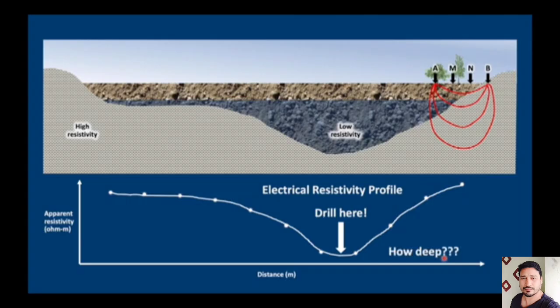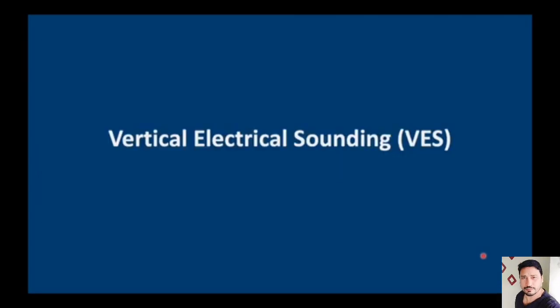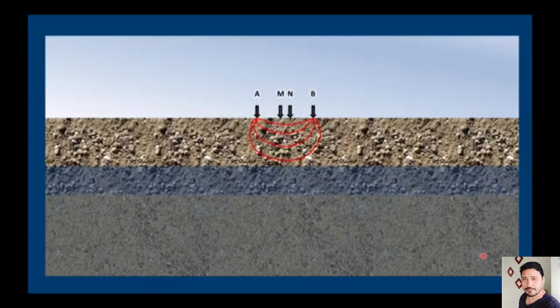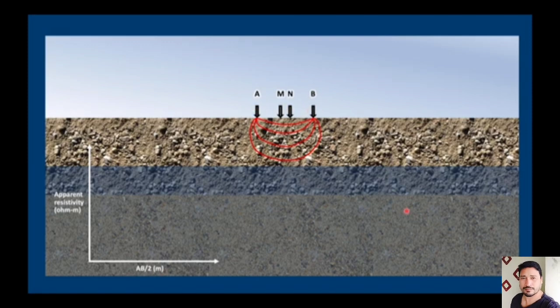However, how deep should we drill? To answer this question, we need to do what's called a vertical electrical sounding, otherwise known as a VES. Here is the same resistivity equipment, and we are going to plot the apparent resistivity in ohm-meters against AB/2. Now AB/2 is half the distance between the 2 current electrodes.